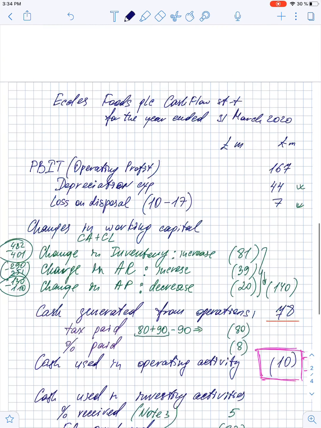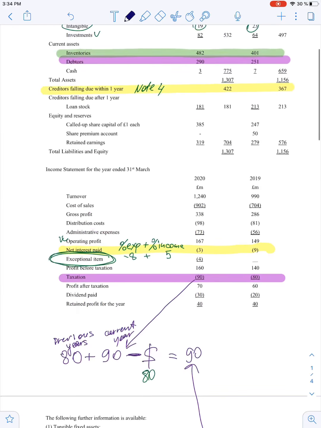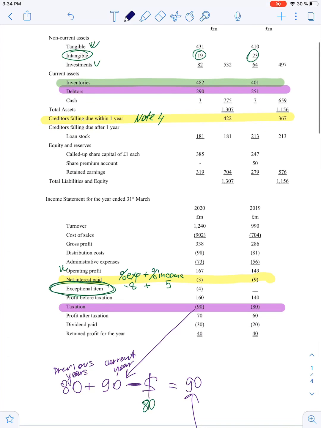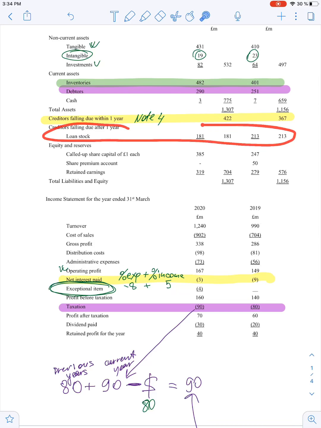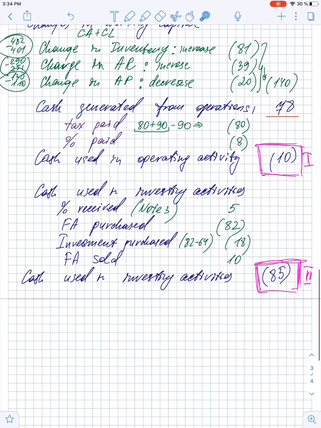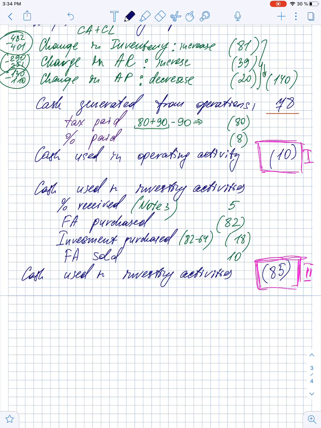So let's look at the statement of financial position. Here we have loan stock, which was decreased, which was repaid during the year. The total decrease is 213 less 181, and it seems that amount was repaid to the bank. So 32 is the difference between the opening and closing long-term debt balance, and should be considered as cash outflow.